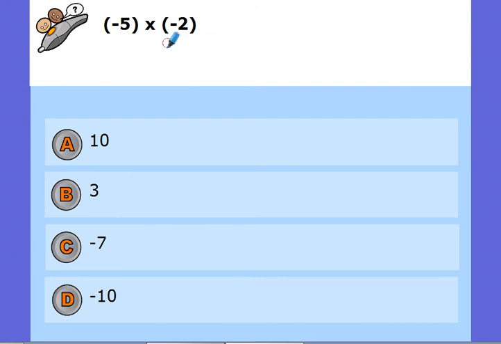This one we got negative 5 times negative 2. Even number, so that means it's going to be a positive answer. So 5 times 2 is 10. So it's going to be positive 10. We also have negative 16 divided by 4. So one negative, so it's going to be a negative answer. So 16 divided by 4 is 4. So it's going to be negative 4.